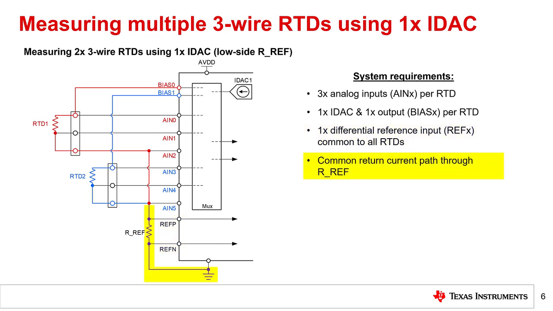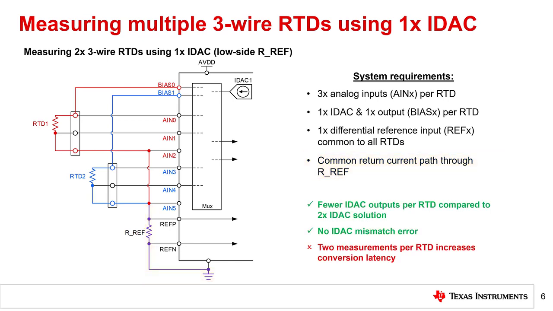Finally, this system has a common return current path through RREF. This common current path is what enables all RTDs to share a single differential reference input pair, thereby minimizing the required external components. However, this common return path is also the reason why the IDAC can only bias one RTD at a time, even if the ADC or system supports multiple IDACs.